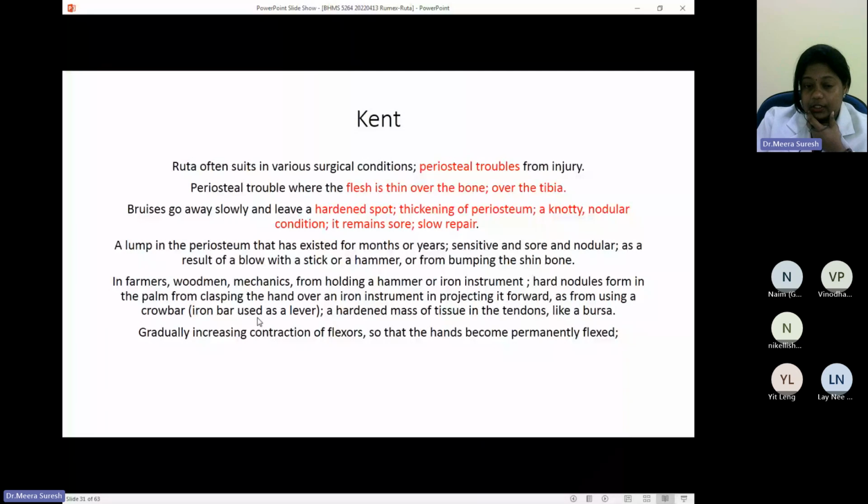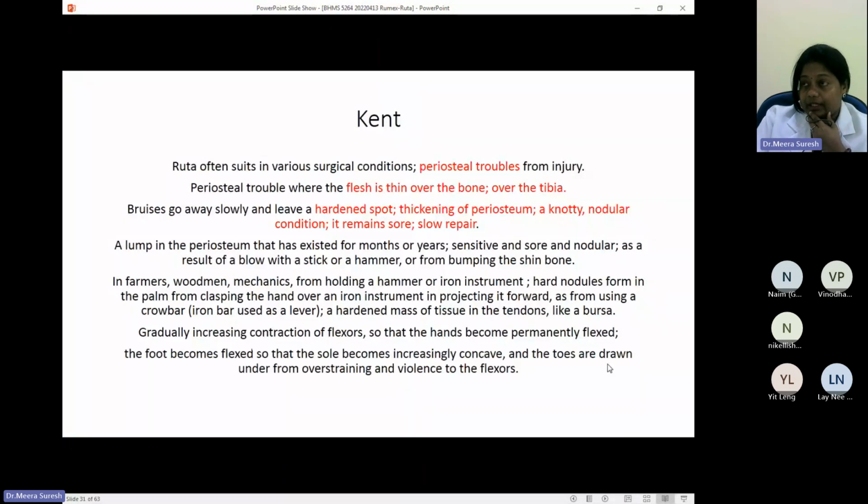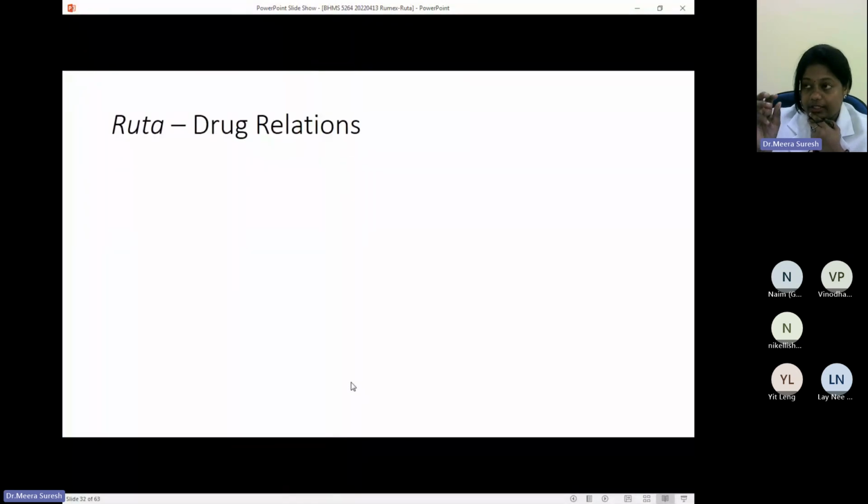So he says because of the presence of that growth, the ganglion or this deposit, that will result in the contraction of flexors and that will be permanently flexed. So the foot becomes flexed so that the sole becomes increasingly concave and the toes are drawn from overstraining. And similar changes we can see in hands also because of that small tumor or hardened periosteal deposits being formed. And if there is a flexion formed because of this hardened mass, if we are going to give Ruta, it will be producing a good result.